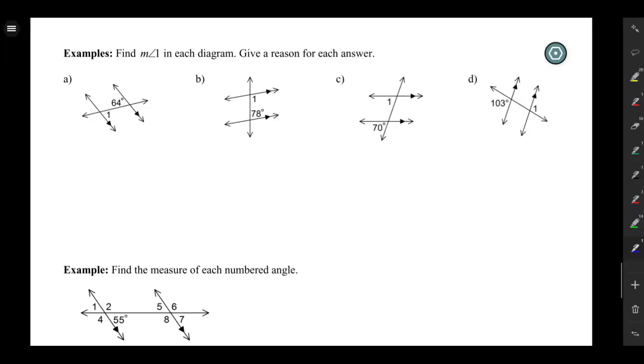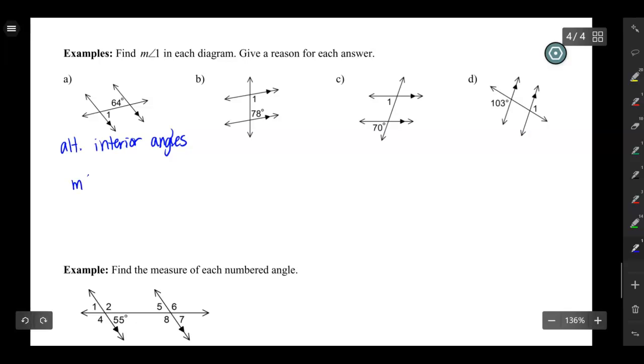So in example A, we have 2 parallel lines that are going diagonal with the transversal running kind of horizontally through them. And if you look at that 64 degrees and the angle 1, those are alternate interior angles. Which is good news for us because alternate interior angles are exactly the same, they're congruent, which means that the measure of angle 1 is going to be the same as its alternate interior angle, so it's 64 degrees.